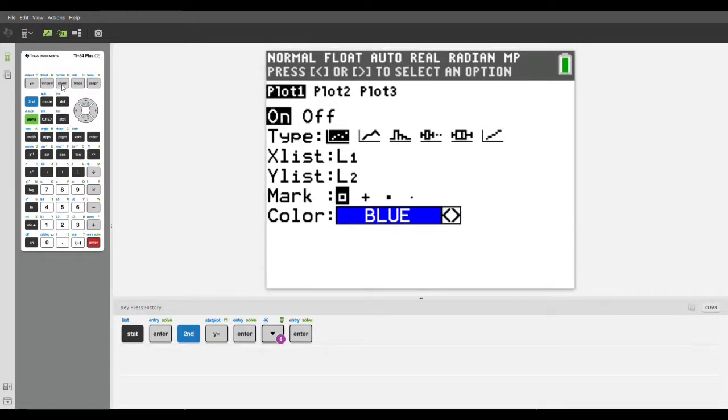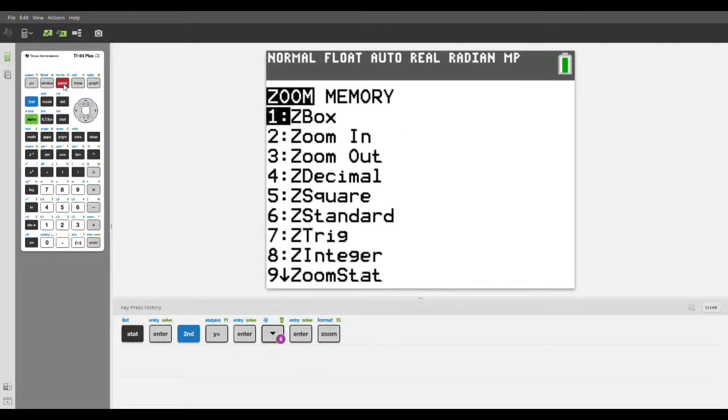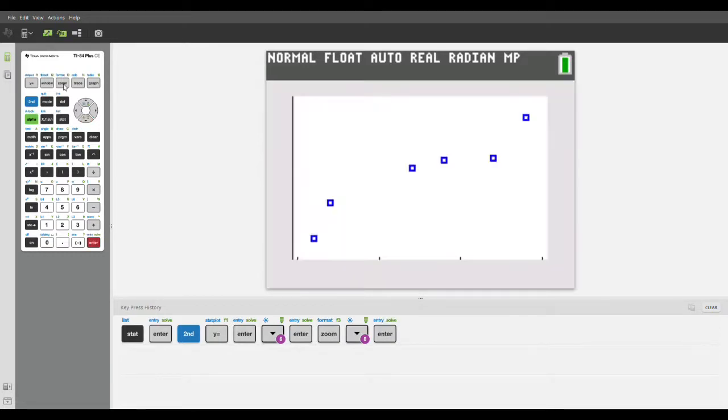From here, we're going to go to zoom, and we're going to go down to zoom stat. Select enter, and those 6 different seals, the plots for them should show up. If you wanted to, you could select trace, and that's going to trace and bounce from seal to seal to seal. And you can see the different X values and Y values down there for the overhead width and the weight.